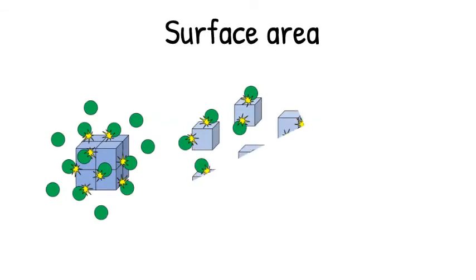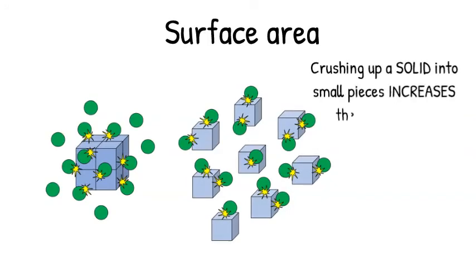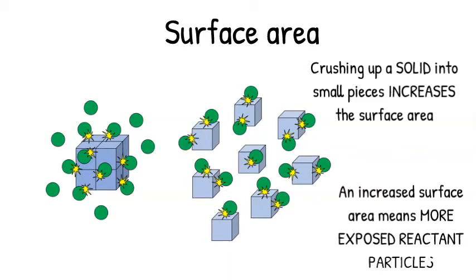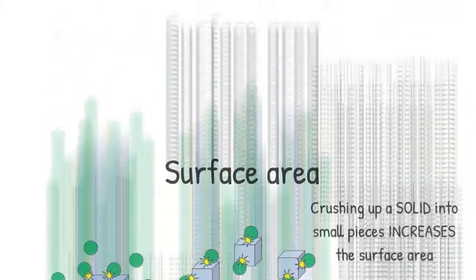The next way to change the rate of reaction is by changing the surface area, and this only applies to a solid. As you can see, the solid on the left can be crushed or broken up into small pieces, which increases the surface area of the solid. And this means that there are more reactant particles exposed to react with, in this case, the green particles, the other reactant. And if there are more exposed reactant particles, there will be more collisions and therefore more successful collisions per second. So the key word here, exposed.